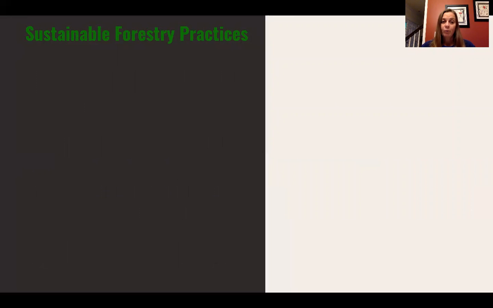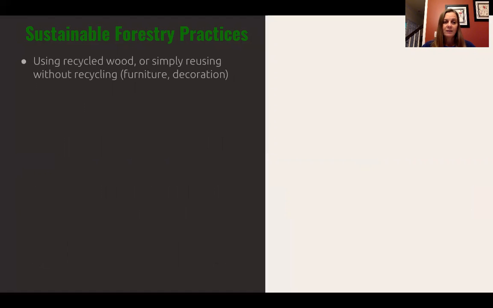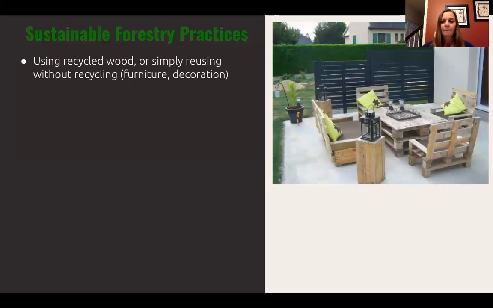Okay, some other important sustainable forestry practices include finding ways to not have to cut down the trees. So using recycled wood. This is kind of a trend in decorating lately, but it can be done in ways that it's not obvious that it's recycled wood, or it can be done in ways that it is. Or you can simply reuse without recycling, without changing it. Reuse that furniture, reuse those decorations.